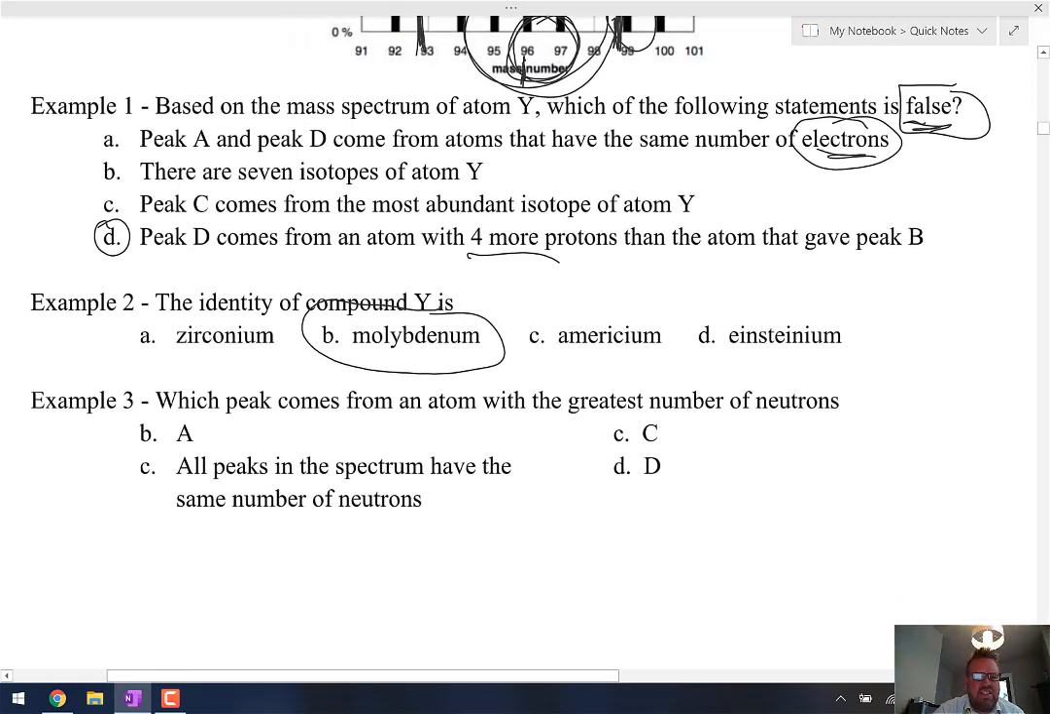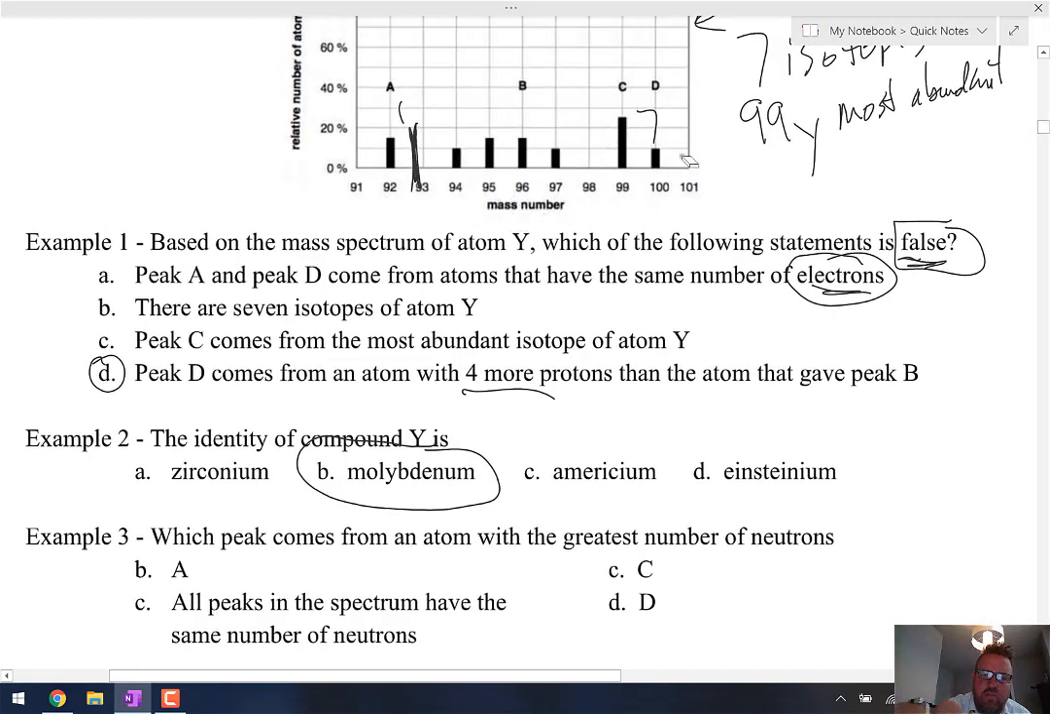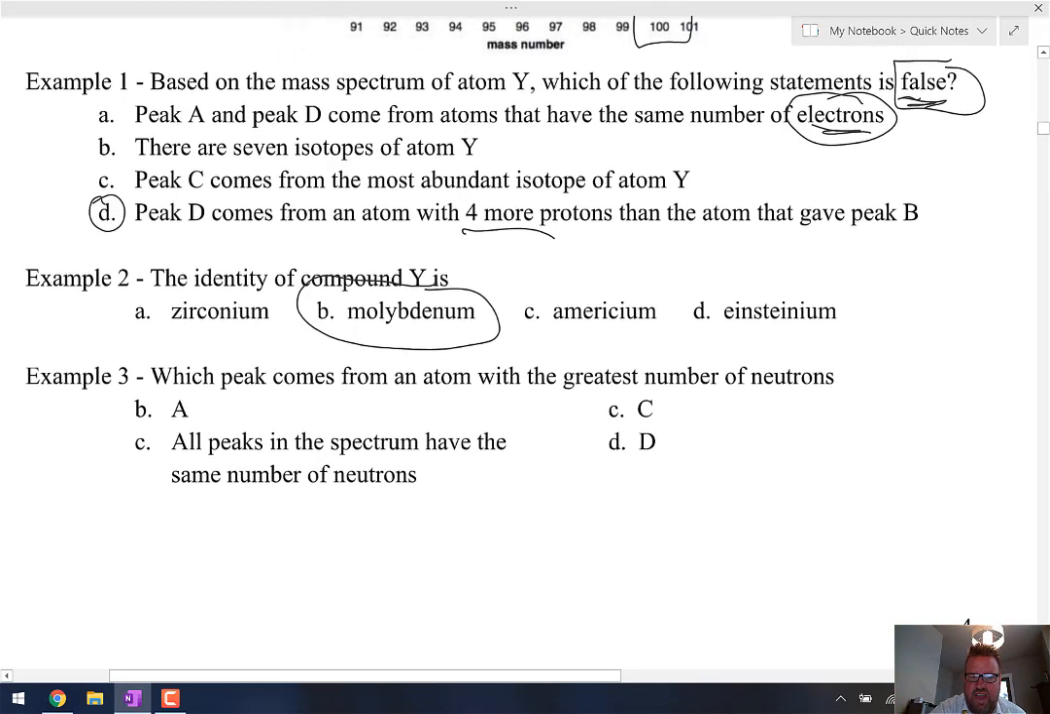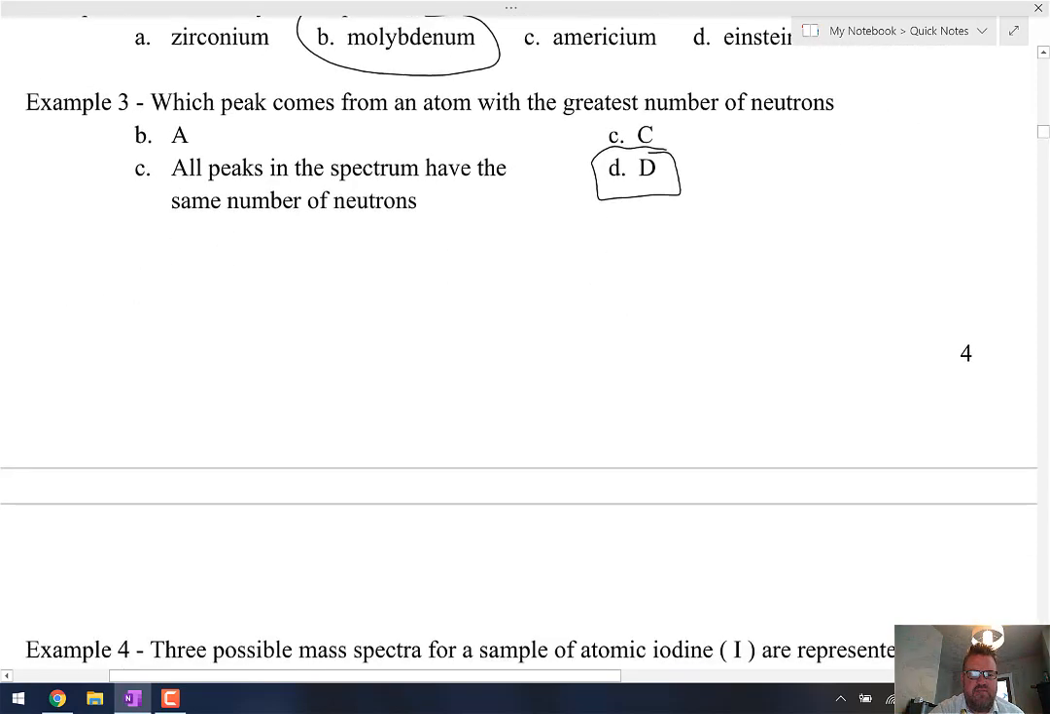Okay, and then example 3 says, which peak comes from an atom with the greatest number of neutrons? Again, the protons don't change, but the neutrons do. So the one with the greatest number of neutrons is the one that is the heaviest. So therefore D is the correct response.